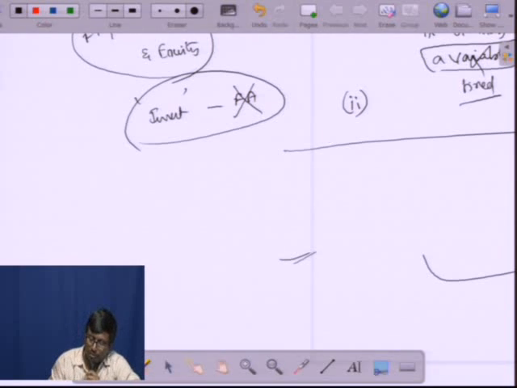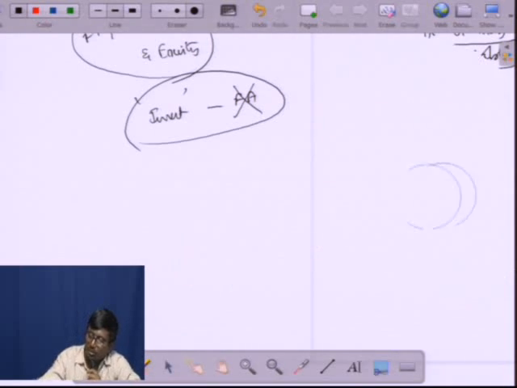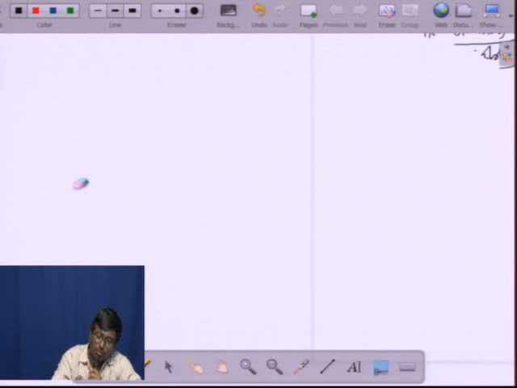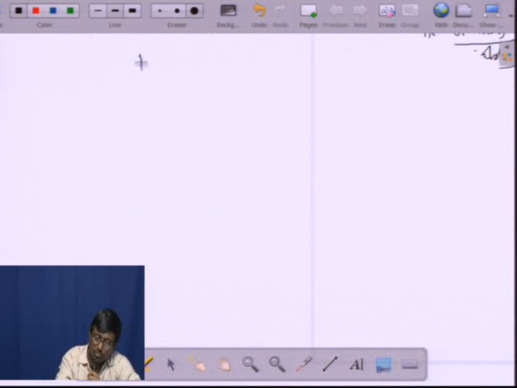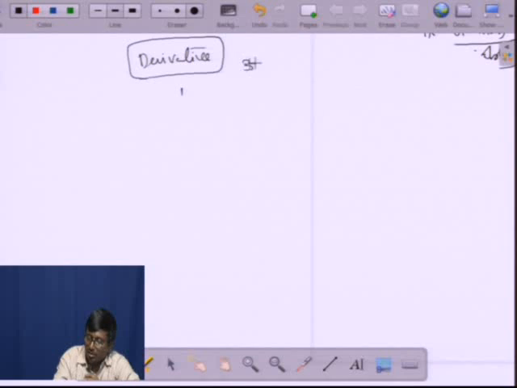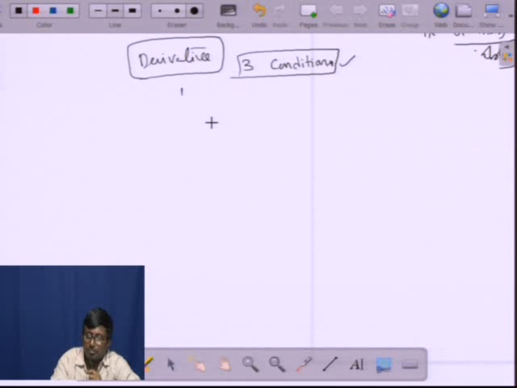Okay, right. Next point. Let's go to derivative. What is a derivative? Any idea? Before you conclude that something is a derivative, there are 3 conditions to satisfy. All conditions are supposed to be satisfied, all, not any one.